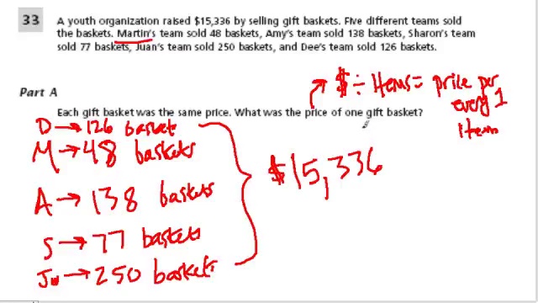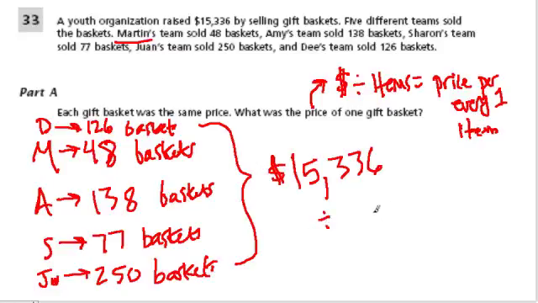If I reversed it and took the items and divided that by the price, that would tell me how many items I would get for $1, which is a little bit different. Here we want to know the price of one gift basket, so we're going to use this strategy. So I'm going to take 15,336 and divide it by the sum of all baskets sold.